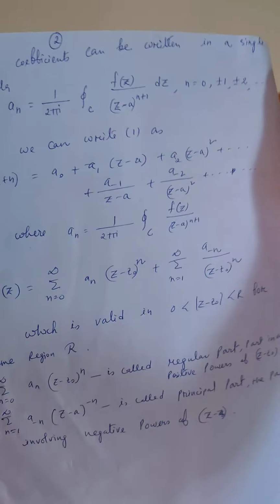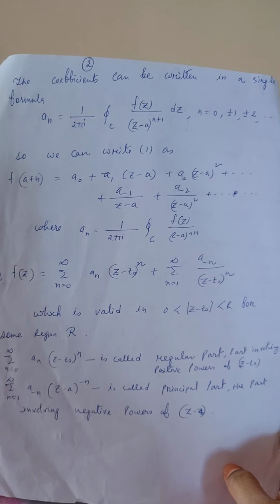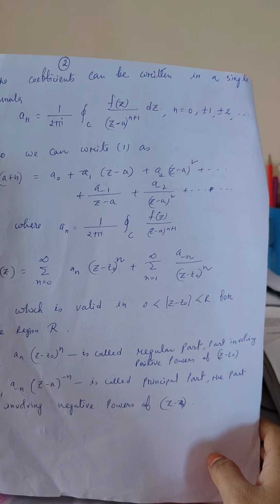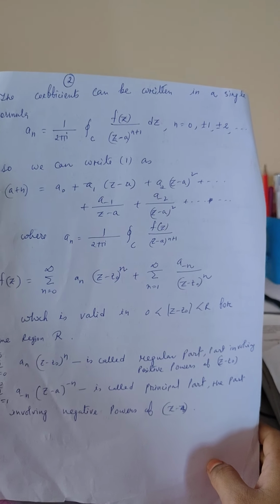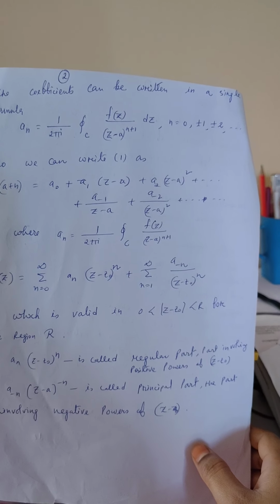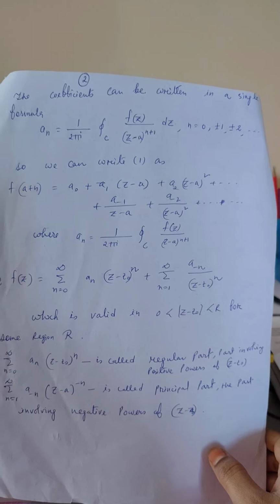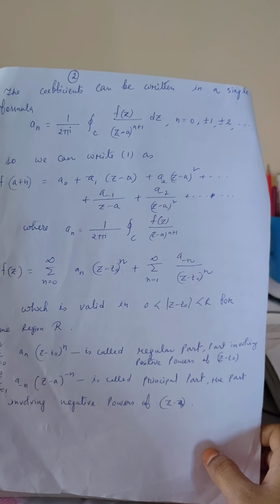The coefficient can be written in a single manner. a_n is equal to 1 by 2 pi i, closed integration over C. Suppose the entire circle is C now. f of z divided by (z minus a) to the power n plus 1, dz, and n now runs over plus minus 1, plus minus 2.